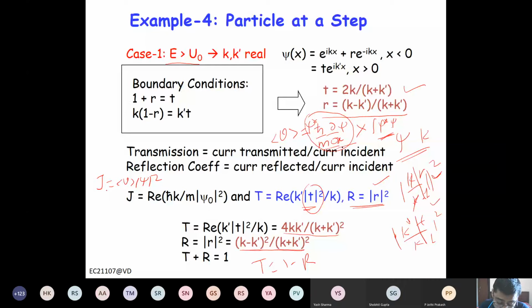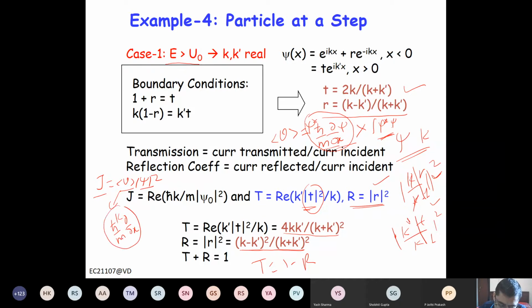Please listen carefully. Current density is velocity times charge concentration. Now, velocity you can get from the momentum operator divided by m, right? So what is the operator for this one? It is h bar by m times del by del x, right? So del by del x will actually give k, so k will come here. So this is basically velocity.